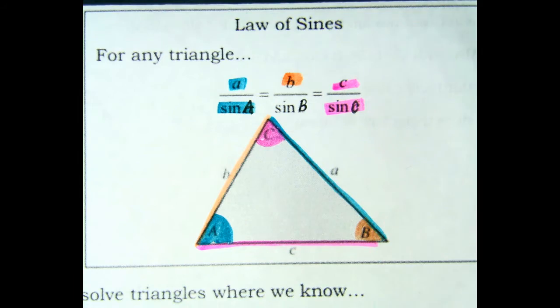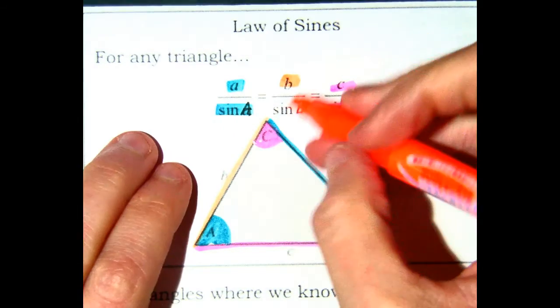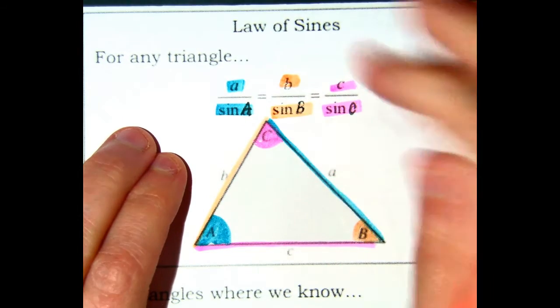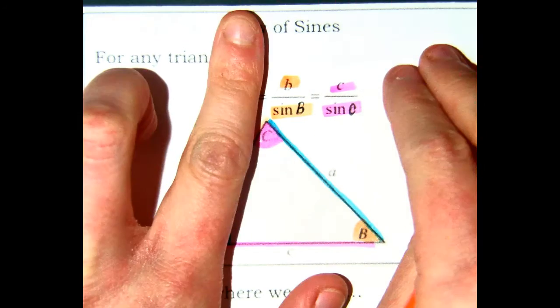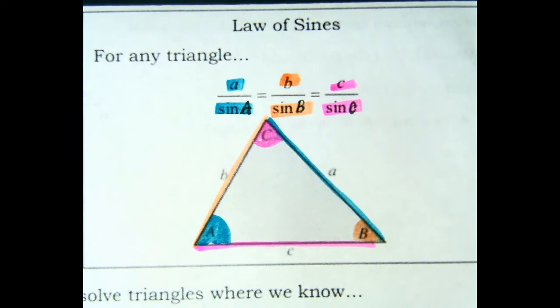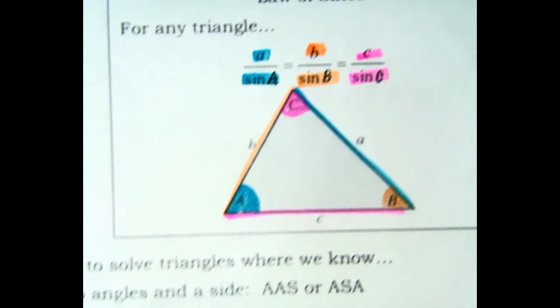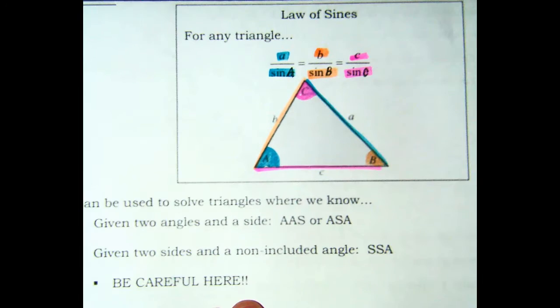Now, in order for you to be able to use the law of sines, you obviously only have to have two of these going on, not all three. Law of sines, as you can see at the bottom of this, can be used to solve triangles where we know two angles and a side. So either angle, angle, side, or angle, side, angle. Or if you are given two sides and a non-included angle.